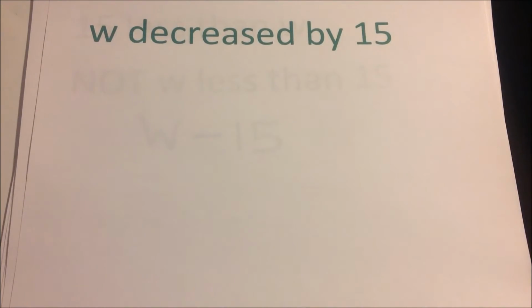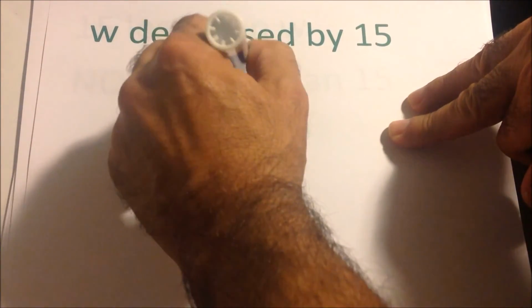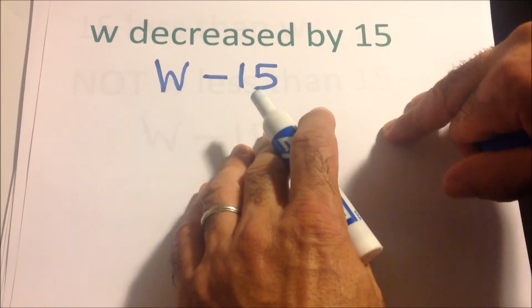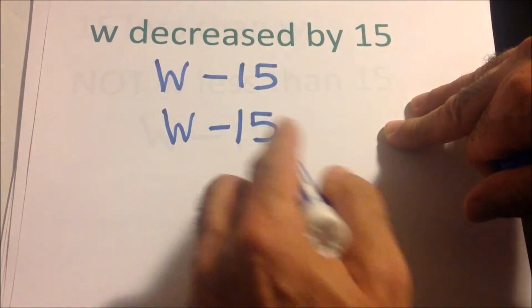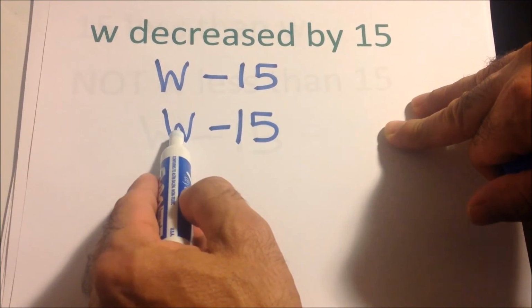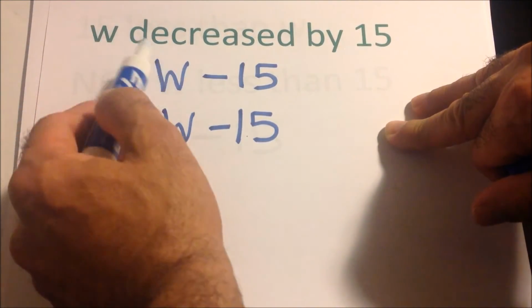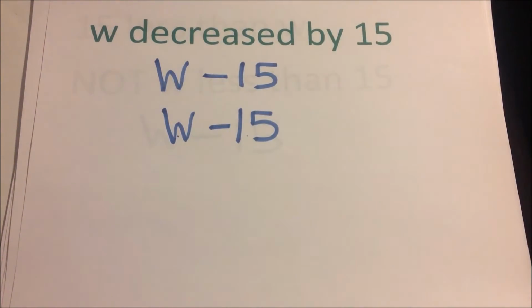So here, w decreased by 15. So here we're saying a number decreased by 15. We're writing it the same way, but we say it differently for less than. We're saying 15 less than a number. 15 less than a number is the same as saying a number decreased by 15. Be careful with less than.